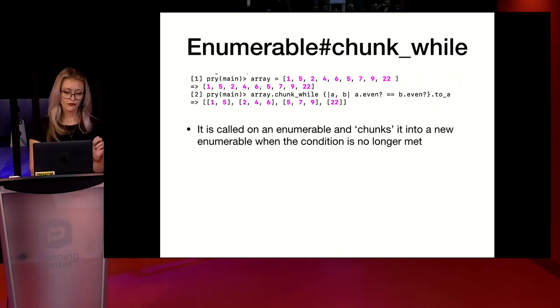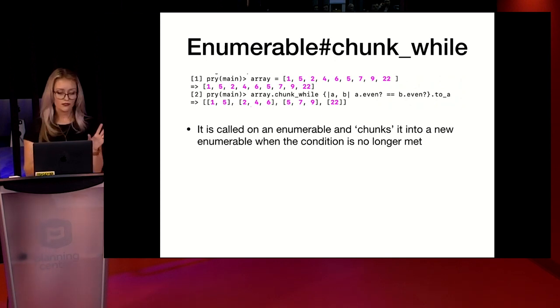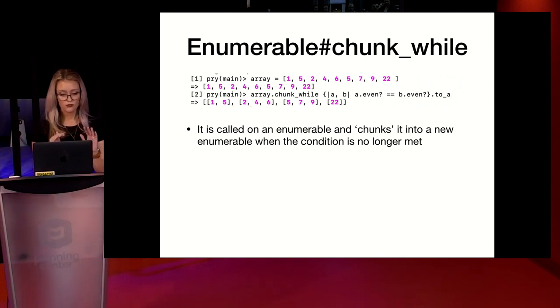So if we look at 1 and 5, comparing 1 and 5, 1 is not even, so it returns false, and then 5 is not even, so it returns false. The conditional is true, so we don't chunk. So we go on to 5 and 2. 5's odd, so it's false. 2's even, so it's true, and so the conditional is no longer met, and we chunk. And it goes like that throughout the array, and that's how we get our chunks.